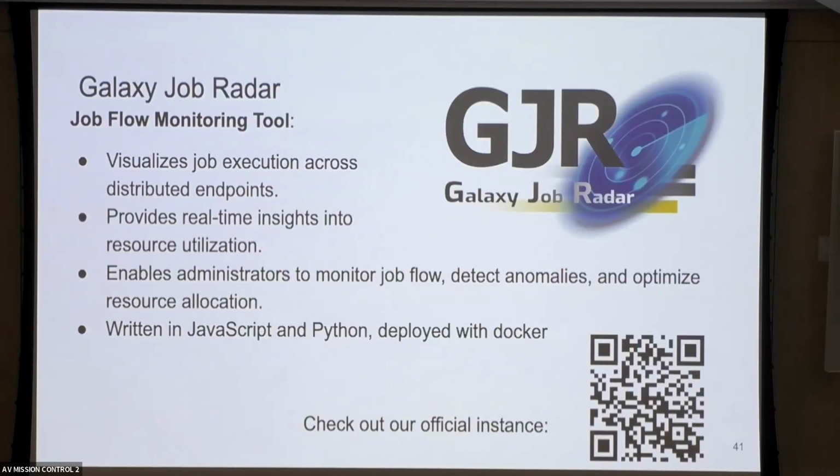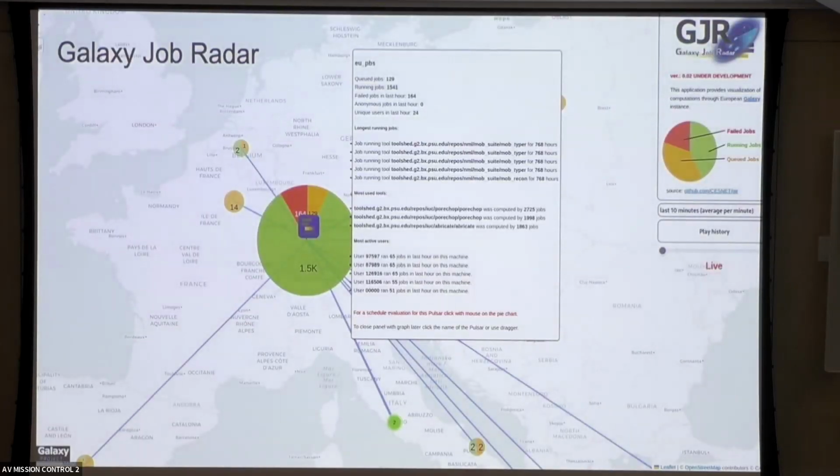So this is the visualization tool we came up with called the Galaxy Job Radar. It visualizes jobs across all our available endpoints. And it could help admins figure out, or at least be aware of, which destinations aren't currently operating correctly, for example. There's a QR code for it, but this is kind of what it looks like. So you see the job distribution from Use Galaxy EU in this case.